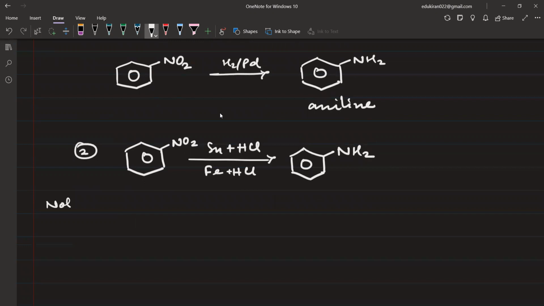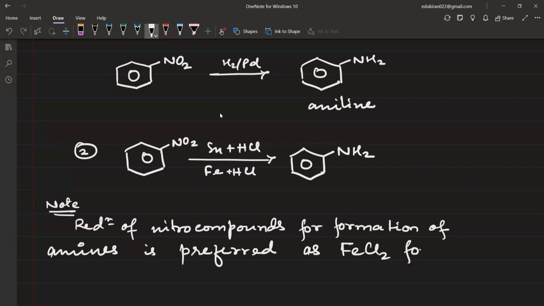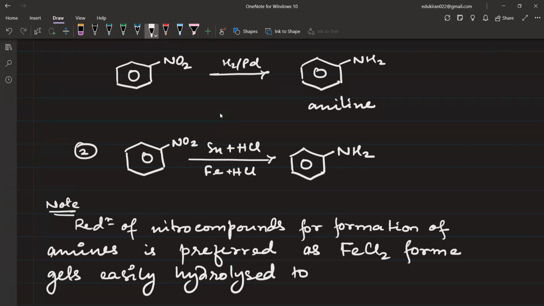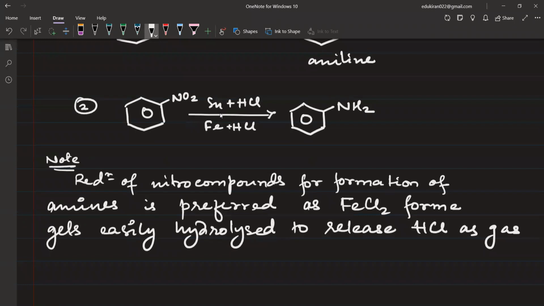Write a note. Reduction of nitro compounds for formation of amines is preferred as FeCl2 formed gets easily hydrolyzed to release HCl as gas. HCl as gas in the reaction.